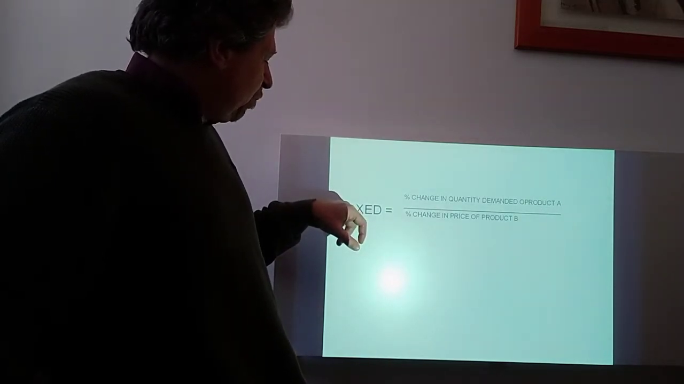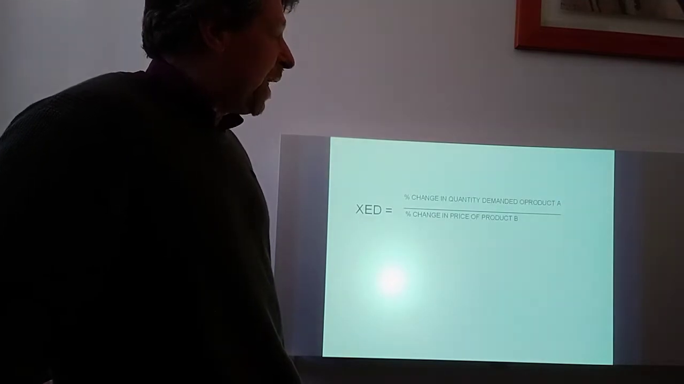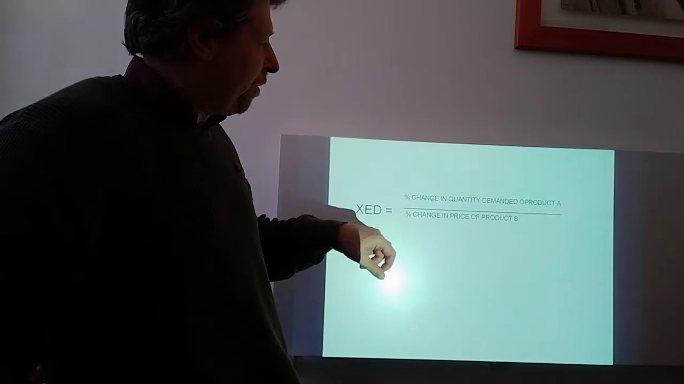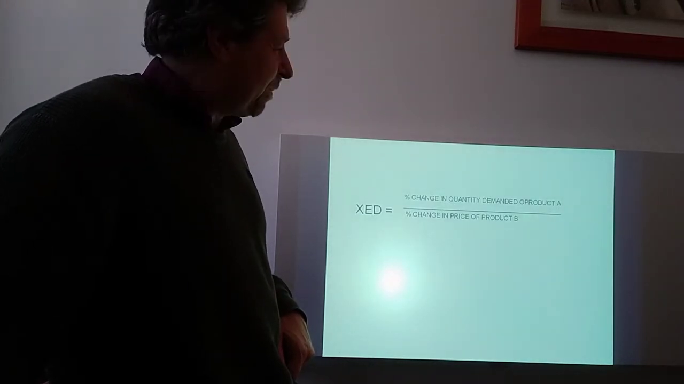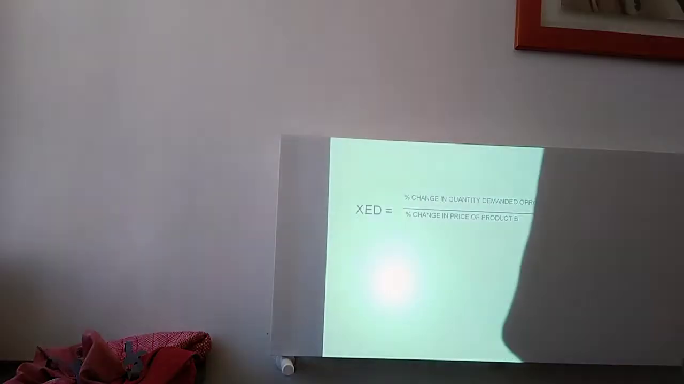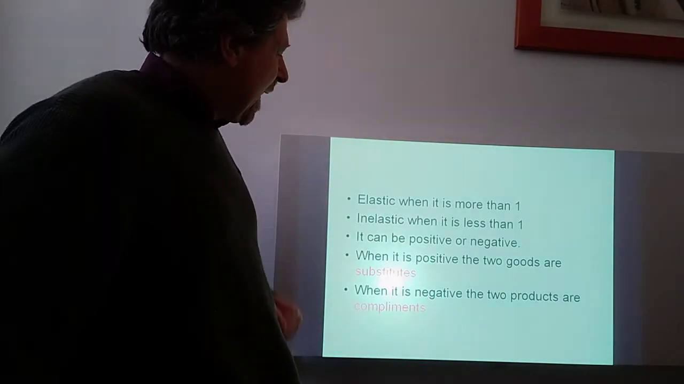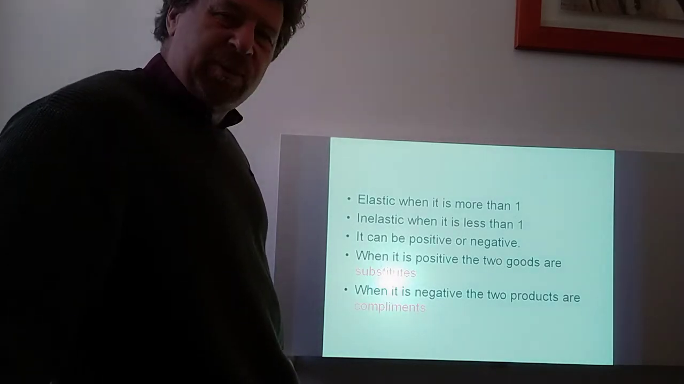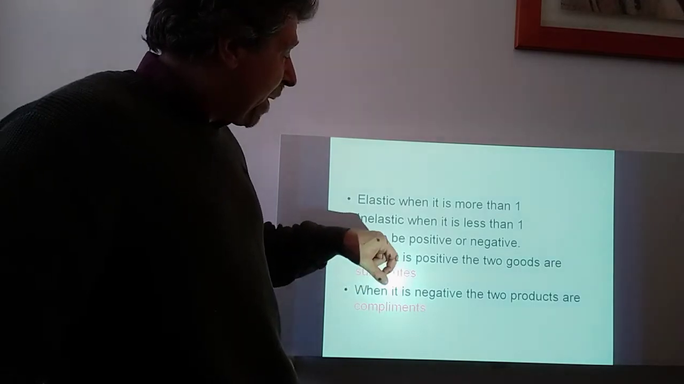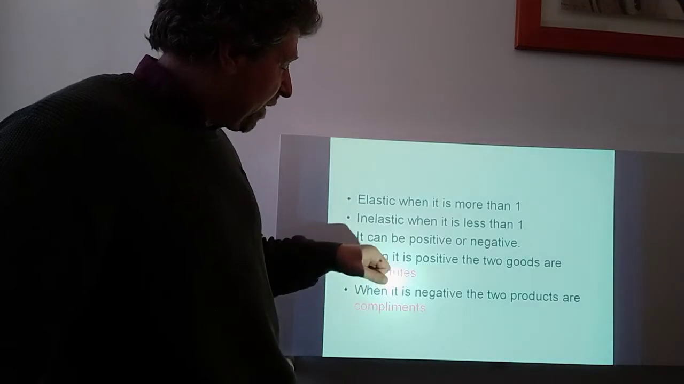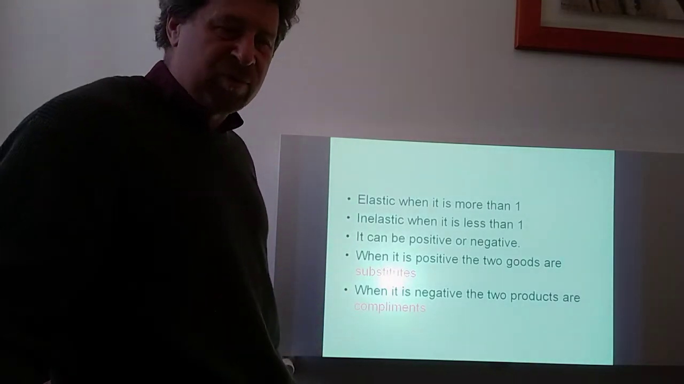This is cross elasticity of demand, and that is equal to the percentage change in quantity demanded of product A, divided by the percentage change in price of product B. And then from that calculation we know it's elastic when it's more than one, and inelastic when it's less than one. But the difference between this and price elasticity of demand is that in cross elasticity of demand, it can be positive or negative. If it's positive, the products are substitutes. Substitutes would mean one product can replace another, like rice and pasta.